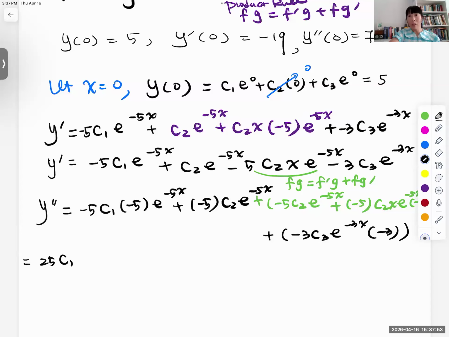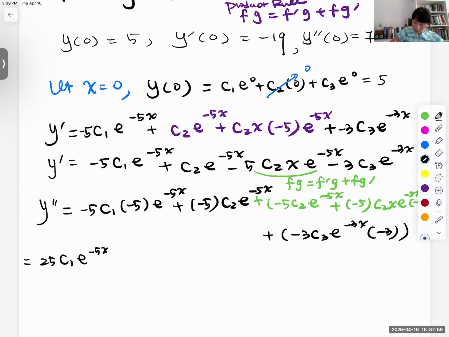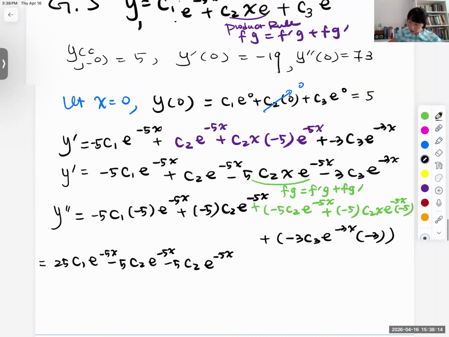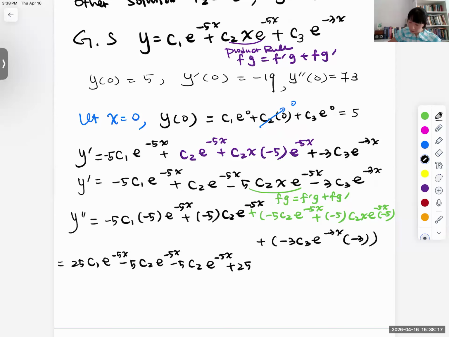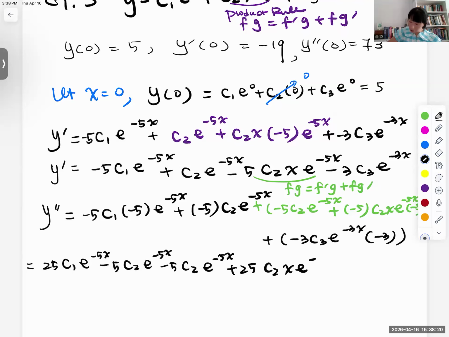Okay, so all together, positive 25 c sub 1 e to the -5x minus 5 c sub 2 e to the -5x and -5 c sub 2 e to the -5x and positive 25 c sub 2 x e to the -5x, positive 9 c sub 3 e to the -3x, yeah? Okay. Is it combining like terms?